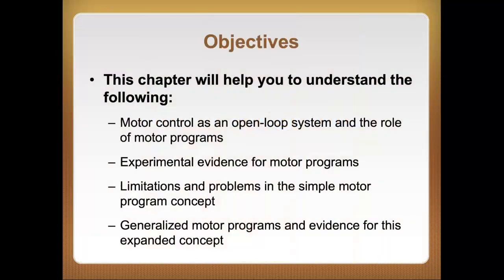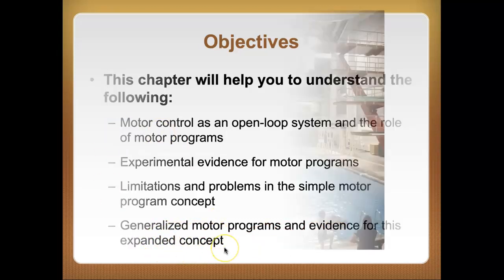All right, so this one's kind of an interesting chapter because we're going to go into more of what a program is, and a motor program, how you pull that and run it, like if you think of yourself as a computer. So here's all the things. We're going to have some evidence for that motor program, and then some limitations to where that may or may not be correct. And then generalized motor programs and evidence for that. They call it generalized motor programs rather than just a motor program.